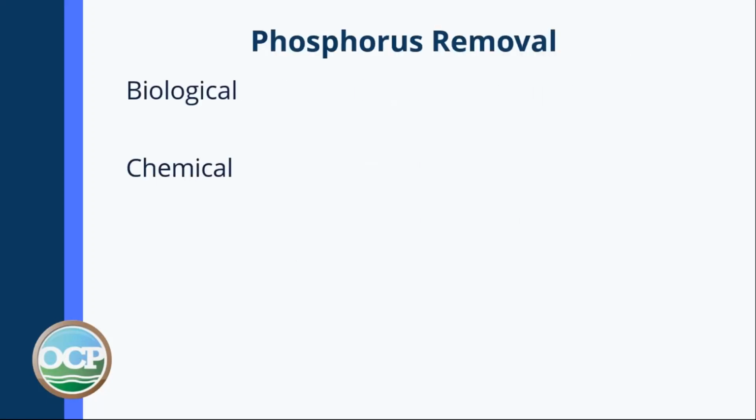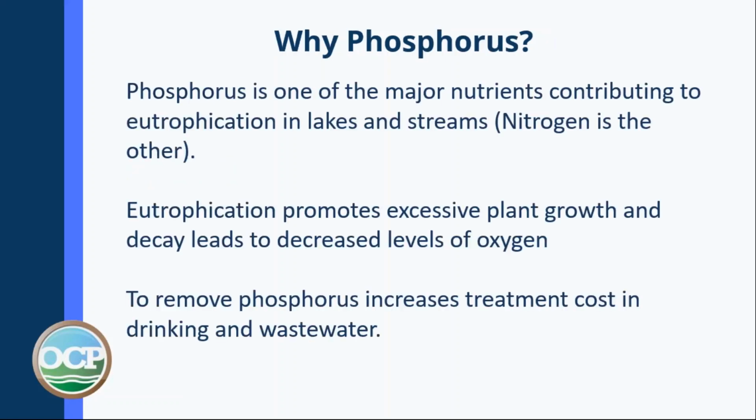Phosphorus removal can be biological or chemical. Why do we worry about getting rid of phosphorus? It's one of the major nutrients contributing to eutrophication of lakes and streams. The other one is just what we talked about, nitrogen. Eutrophication promotes excessive plant growth in water, and as those plants die, the decay leads to decreased levels of oxygen.